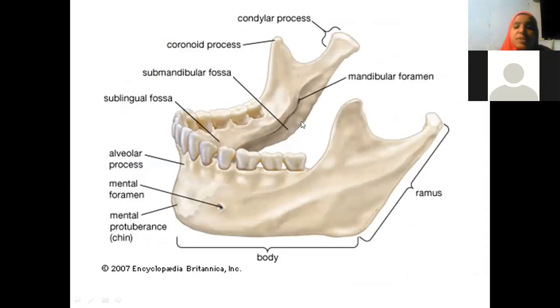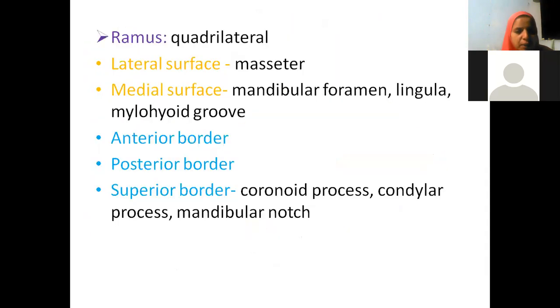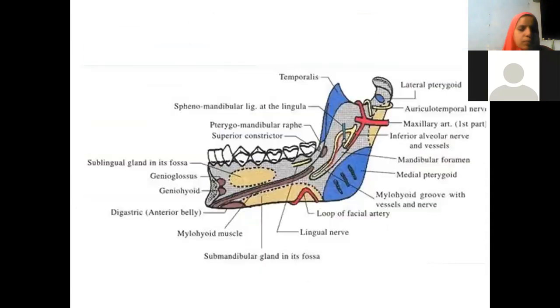Inside there is a foramen which is called... Ma'am, we didn't do the mandible either. They didn't teach you yet. No. Okay then.